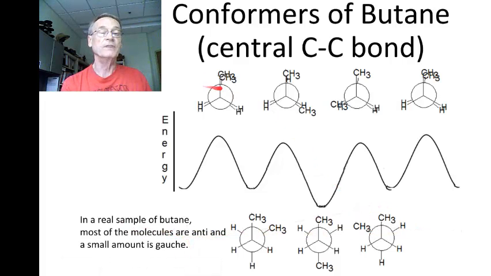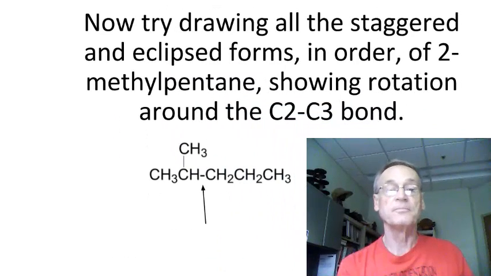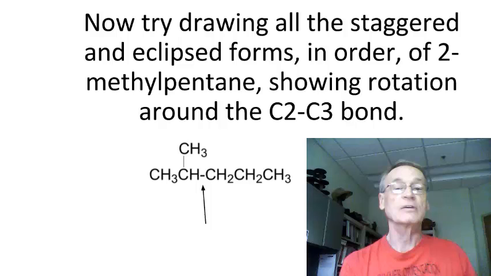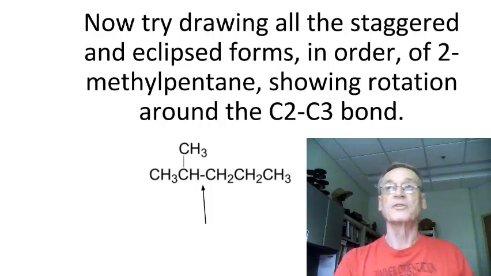In fact, very few of them are ever in any eclipsed form, because that's just the top of a hill, and there's very few at the very top of the hill. Most of it will be pulled up down here in the valleys, so to speak. Now, try drawing all the staggered and eclipsed forms in order from one to the next, to the next, to the next, to the next.